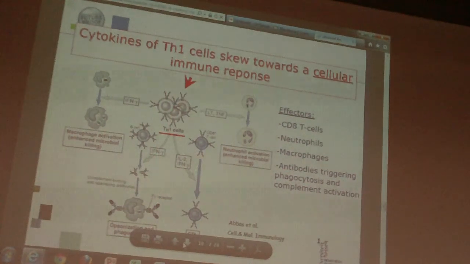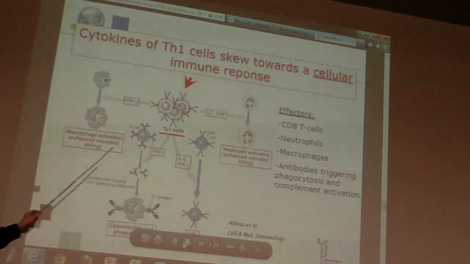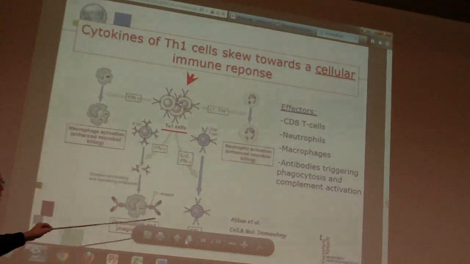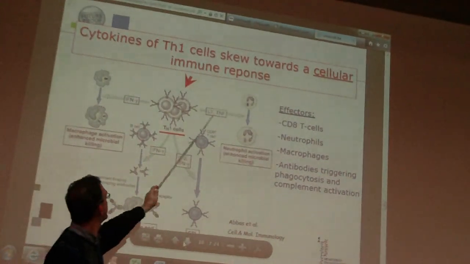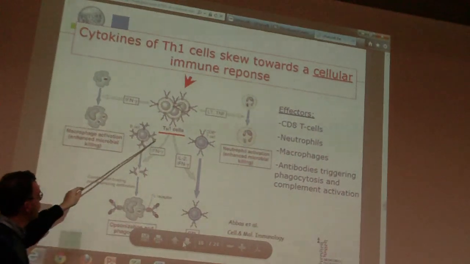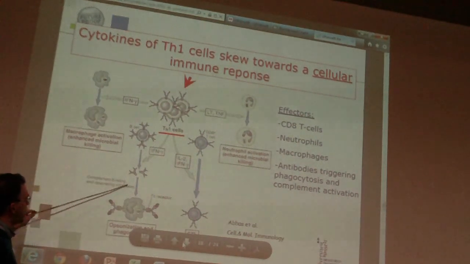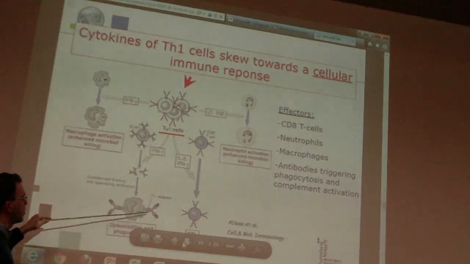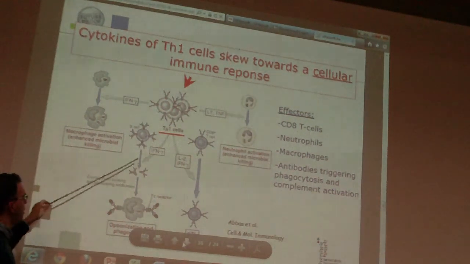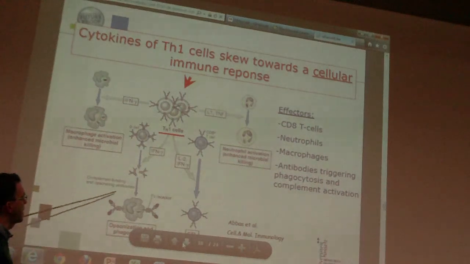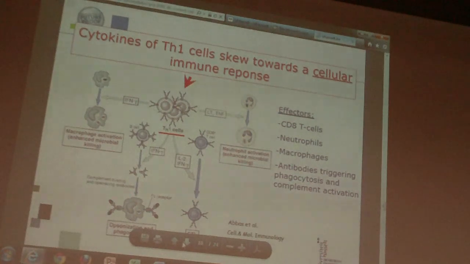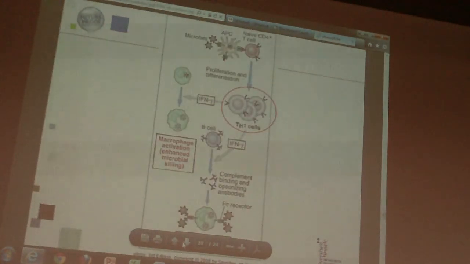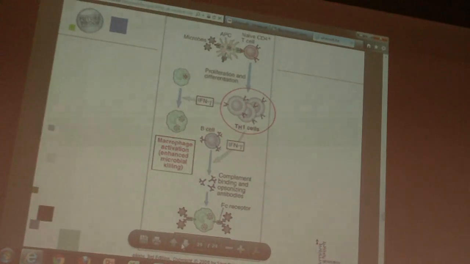Okay. So cytokines of Th1 cells drive your immune response toward a cellular response. They will activate cytotoxic T cells, they will activate neutrophils and macrophages, and they will also promote only those types of antibody production that are opsonizing antibodies, meaning they are again helping to activate your phagocytes. Well, if you look at Th2 cells, okay, so this again was Th1 cells.